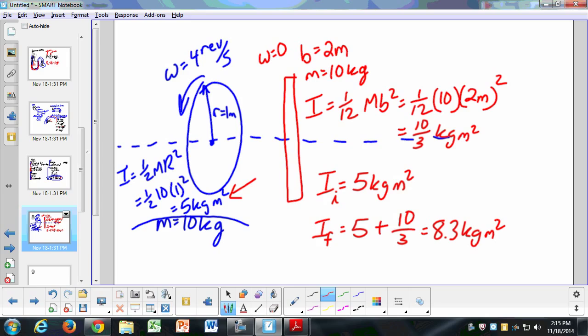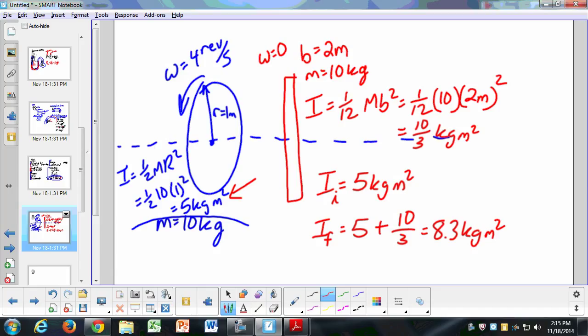Yeah? So if you just add them together, right. It's just like the kid on the merry-go-round, except now instead of having a discrete particle, you're adding a separate shape. You're engaging them so they spin at the same rate, and so now they're going to spin at a new rate. mr squared. But same idea here. You with me?